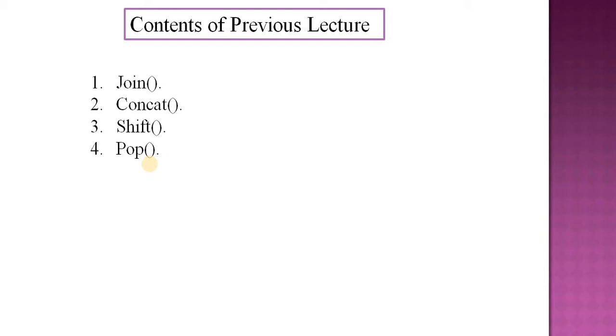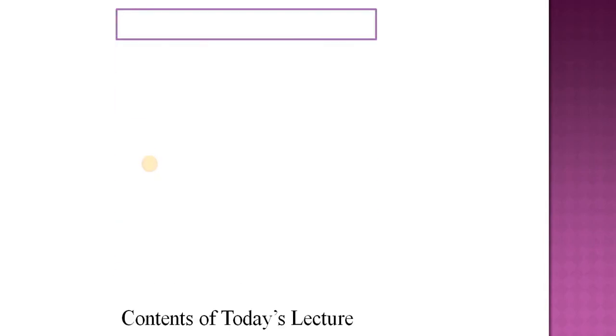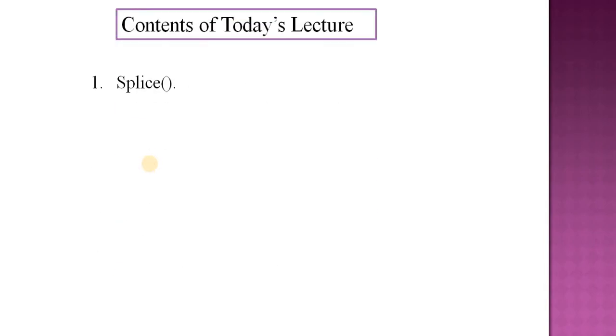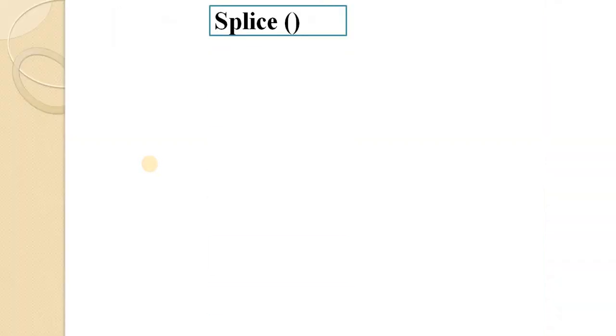In this lecture, we'll see the splice method and the object as an associative array. Let us see one by one. First of all, we'll see the splice method. It is an inbuilt method in JavaScript which is used to modify the contents of an array by removing existing elements and or by adding new elements.